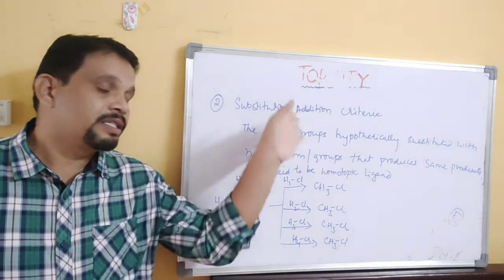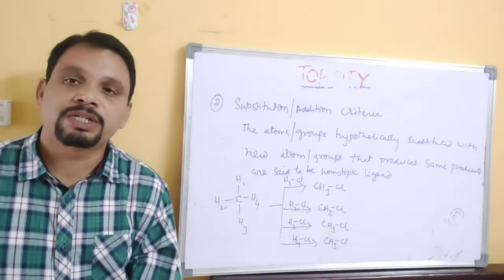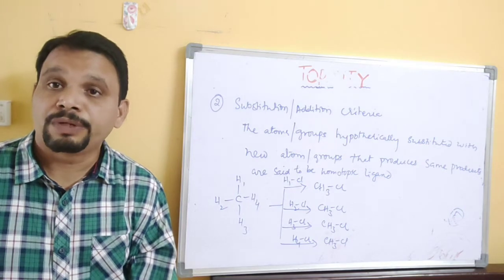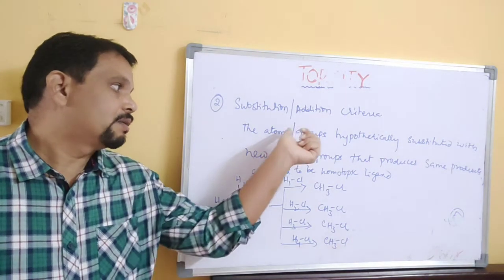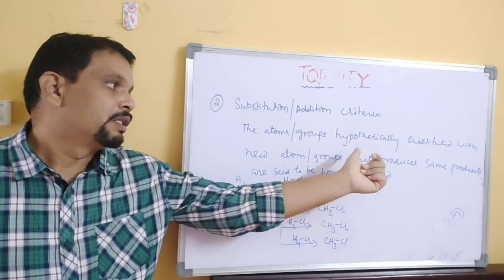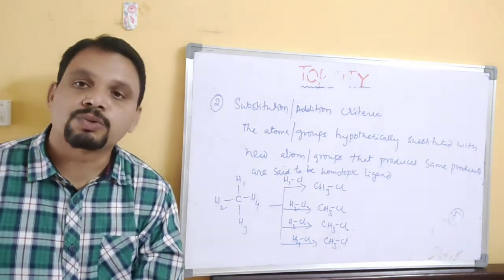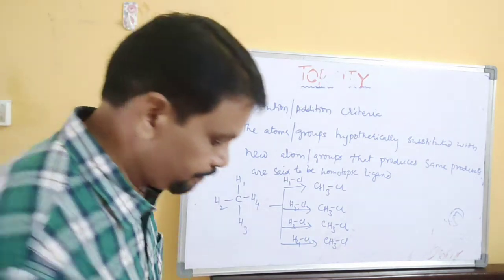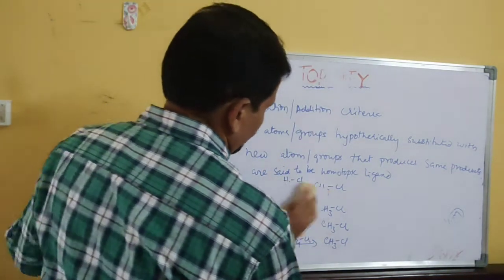Okay, so that is the definition. By the substitution criteria, we can identify whether they are homotopic or not. The atoms or groups hypothetically substituted with new atoms or groups that produce the same products are said to be homotopic ligands. Okay, it is very simple.